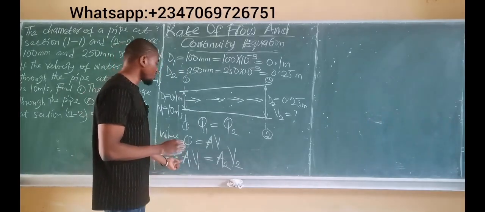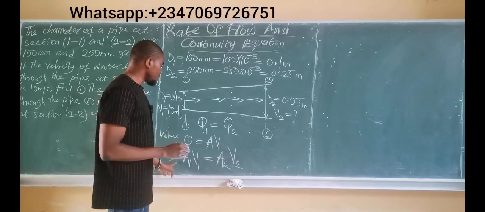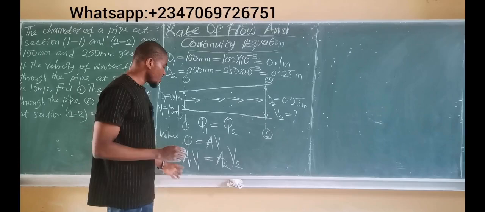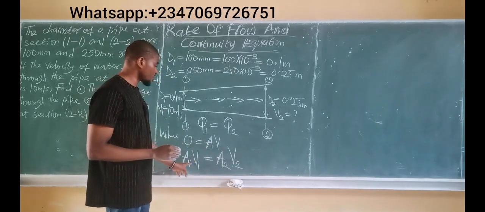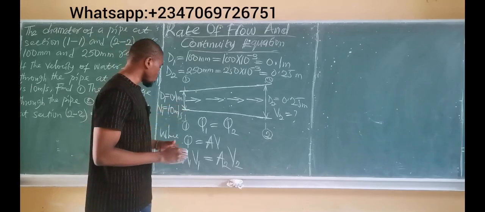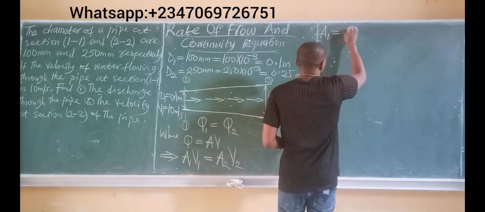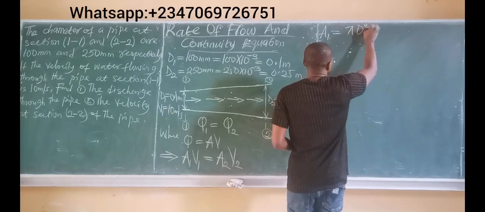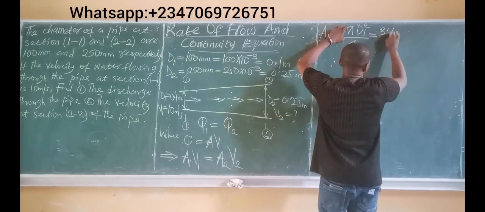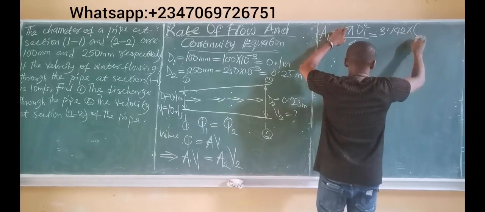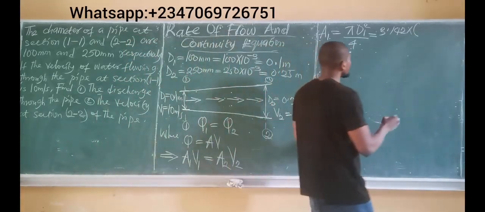In this question, we can find the areas since we have the diameters of each of these pipes, and as such, we can also find the second velocity since we know the velocity of flow in segment 1. So let's start by calculating the area. Area 1 is given by the formula pi D1 squared over 4. So this is equal to pi, 3.142, multiplied by the first diameter, 0.1 meters, all squared.